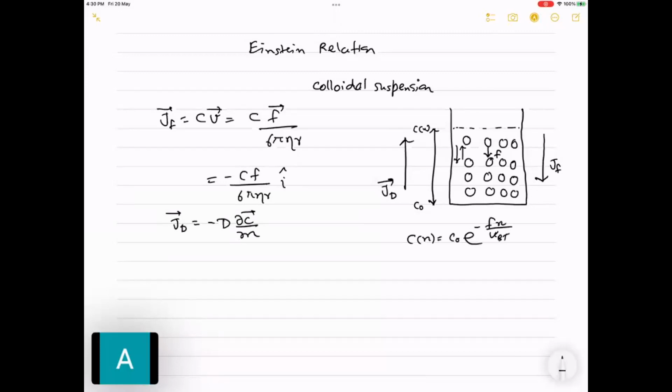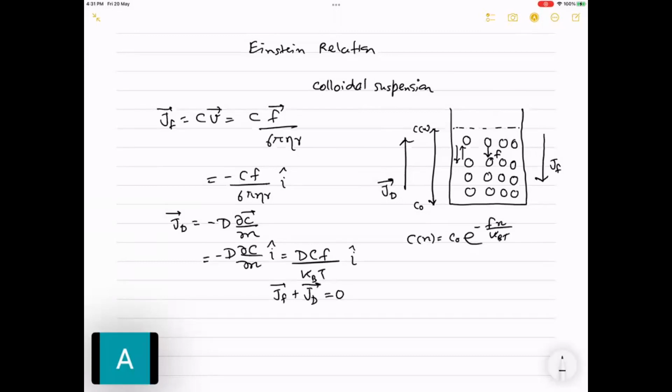And if I use that, I can write this down as minus D delta C by delta x into I, and this will be equal to dCf divided by kBT into I. Now we know that since this is a colloidal solution, both the fluxes have to be balanced, and therefore Jf plus Jd, their vector sum, has to be equal to 0.